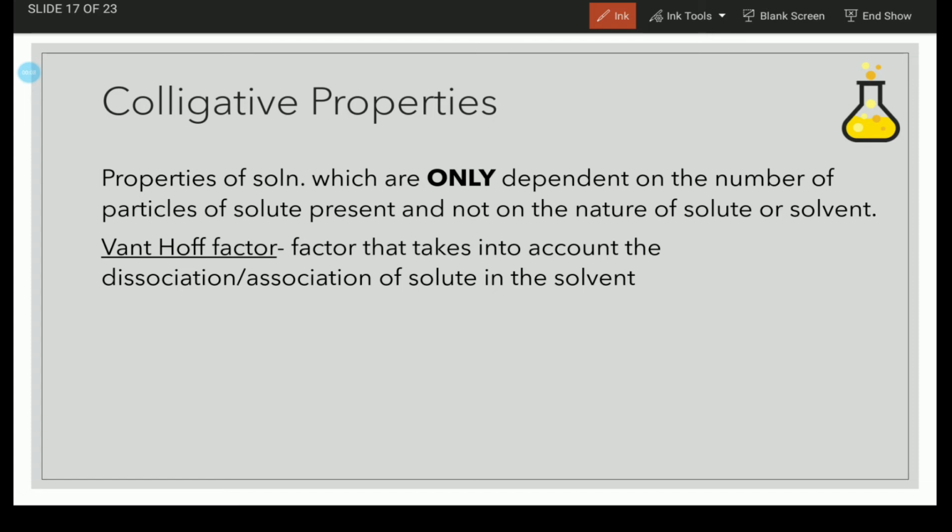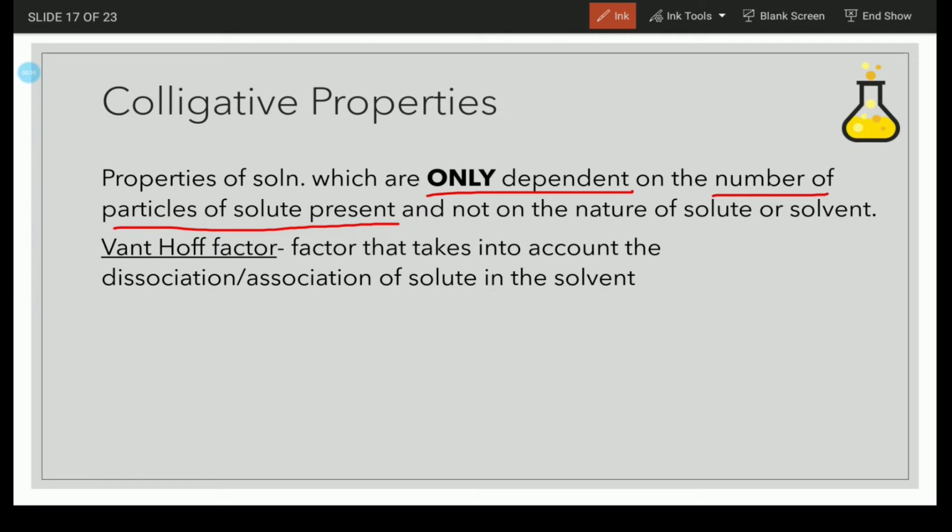They are the properties of a solution which are only dependent on the number of particles of solute present and not on the nature of solute or solvent. Mind you, only dependent on the number of particles of solute. Another important factor to consider here is the Van 't Hoff factor.